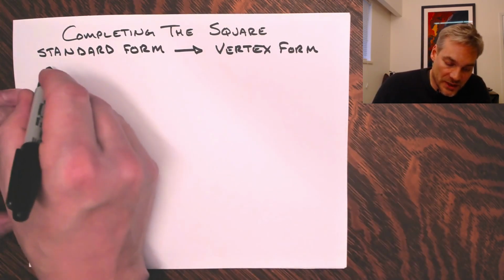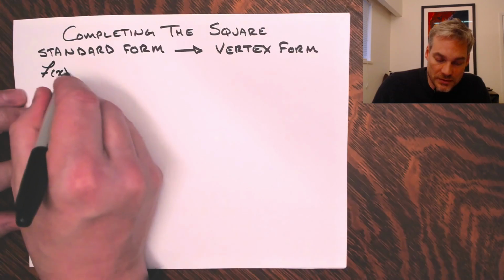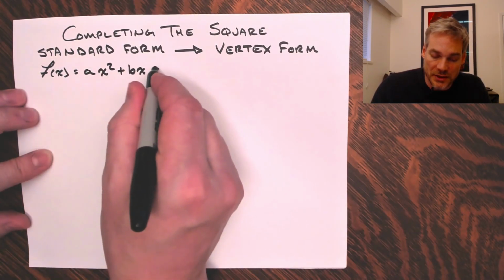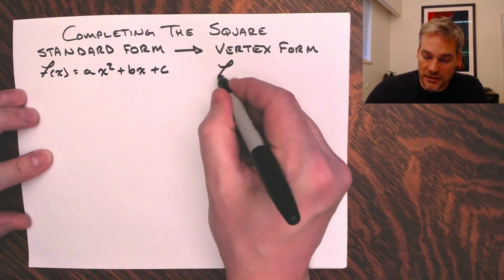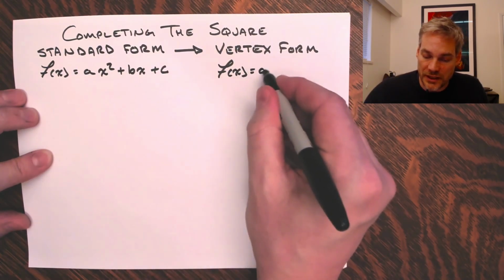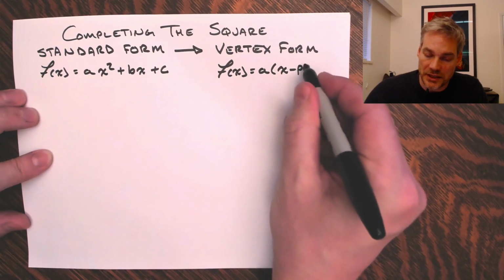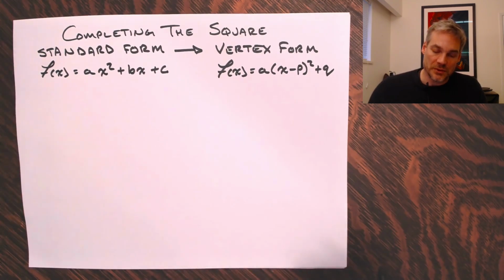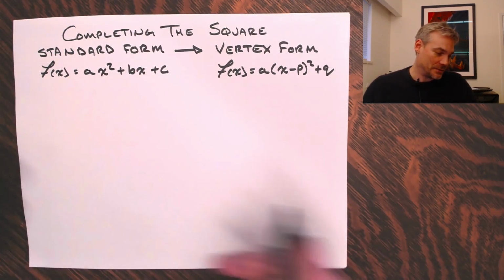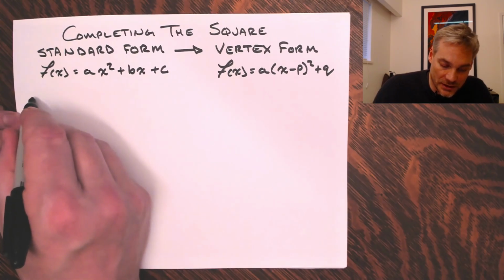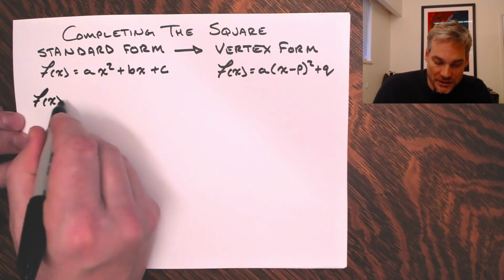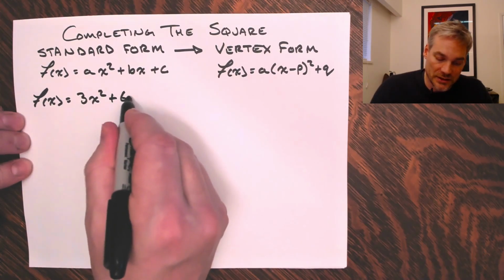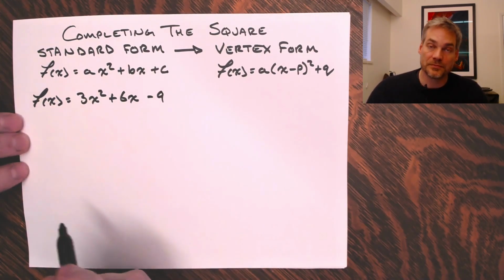So, standard form, let's just write that out. We have ax squared plus bx plus c, and vertex form, we have a bracket x minus p squared plus q. So we will now need just a random example. So I've got one here. So what if we had the function of x equals 3x squared plus 6x minus 9?